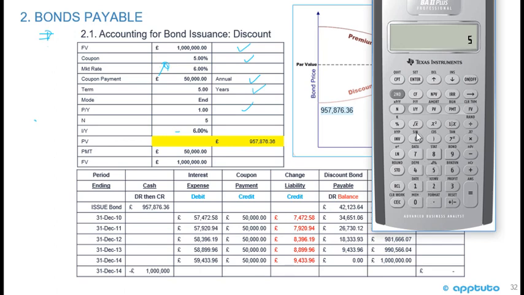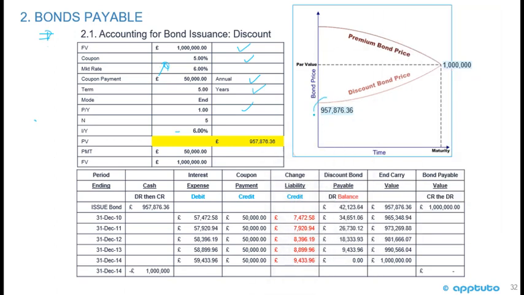We can see that it's still 5N, but the interest rate is increased to 6%. Our payments are still £50,000, and the face value, future value, is still £1 million. So we make that our future value, and we're going to compute our present value. You can see we get 957,876.36. So that's the actual cash that we receive, 957,876.36, when we issue the bond.